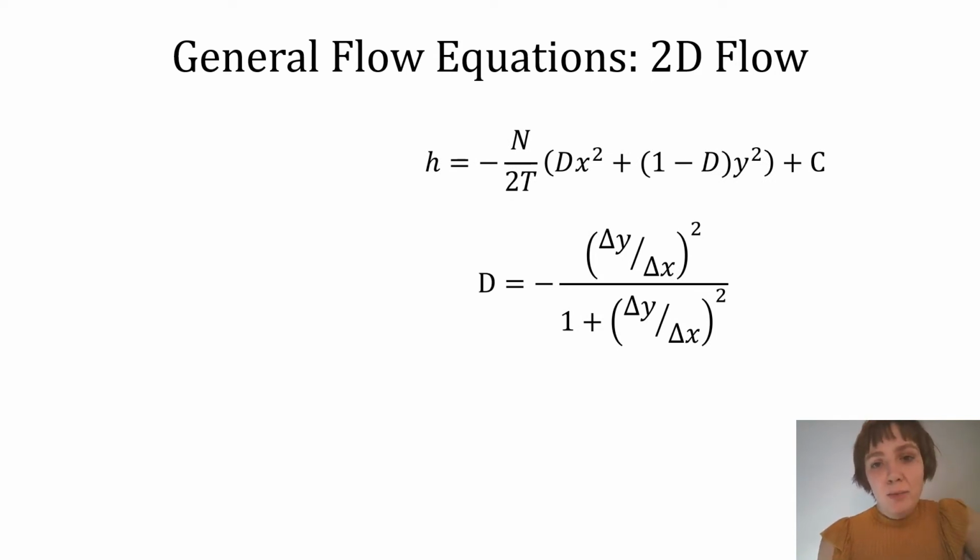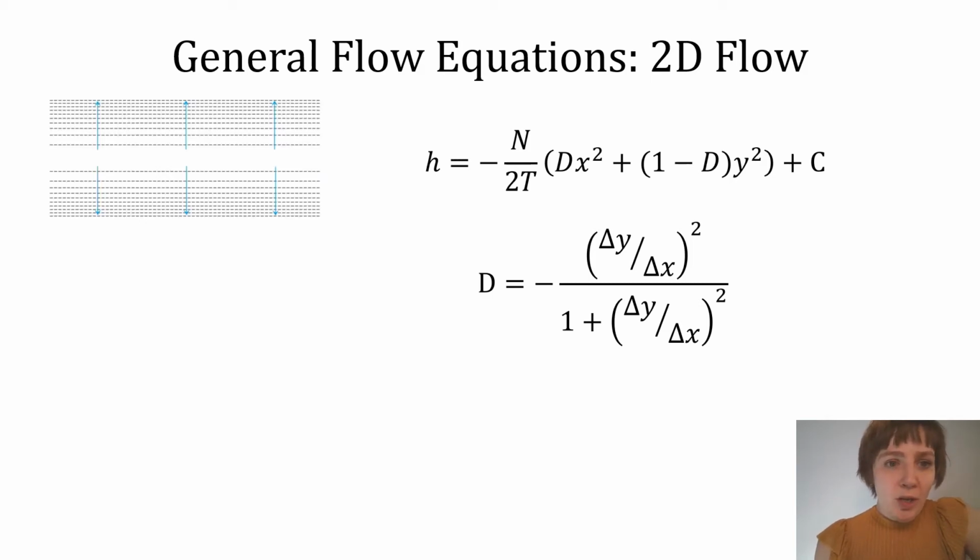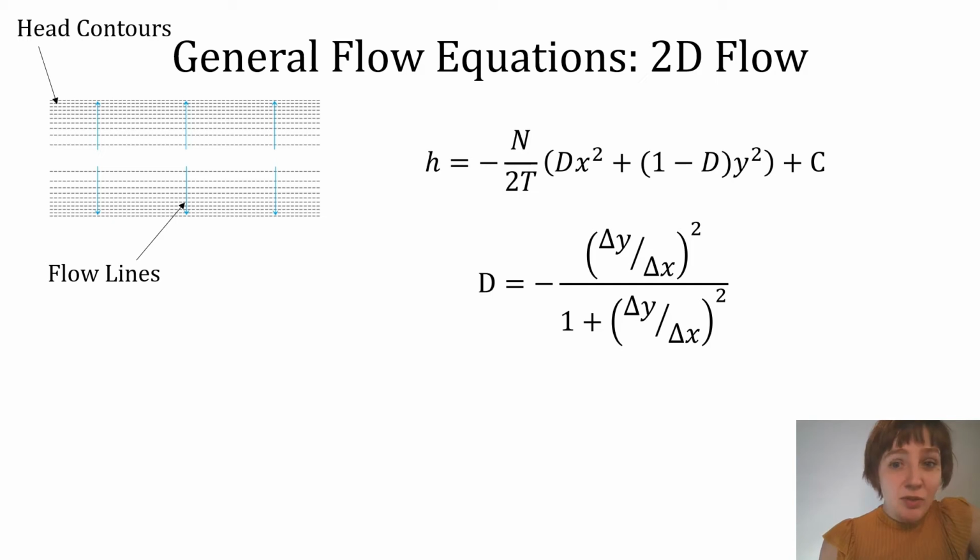Now, D is a parameter that describes the flow geometry. When D is equal to 0, flow is one-dimensional in the y direction, like so. Here we have the black lines are the head contours, and these blue lines are the flow lines indicating the direction of water flow, and all of the flow is happening in that y dimension, making this the 1D solution in the y dimension for the case when D equals 0.